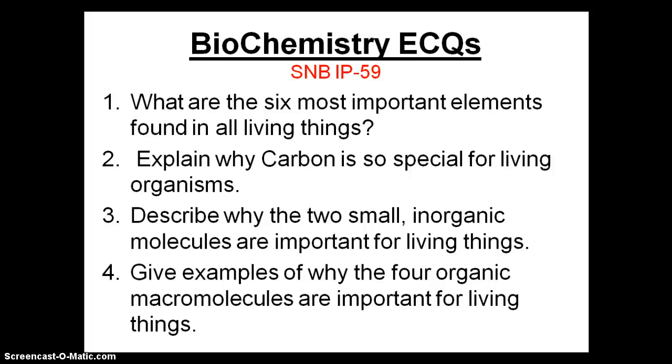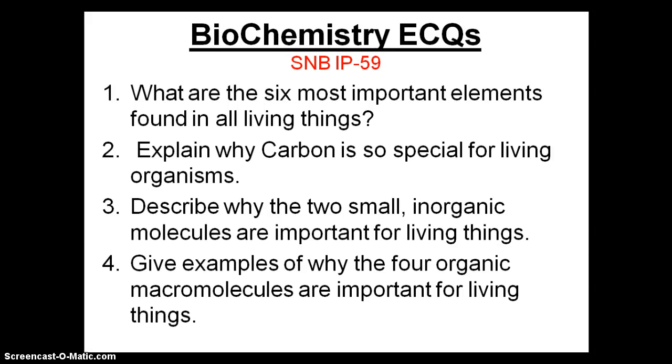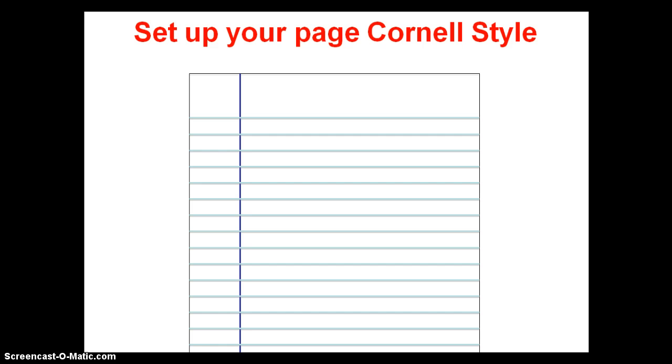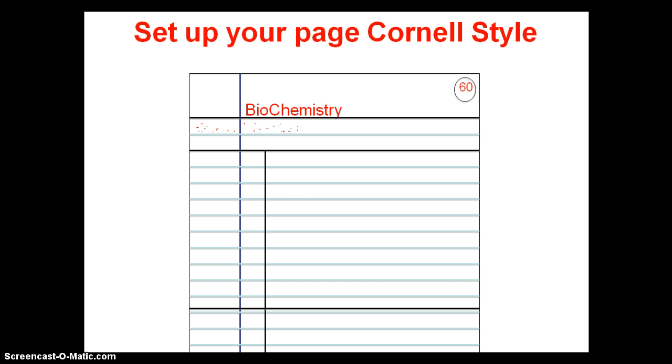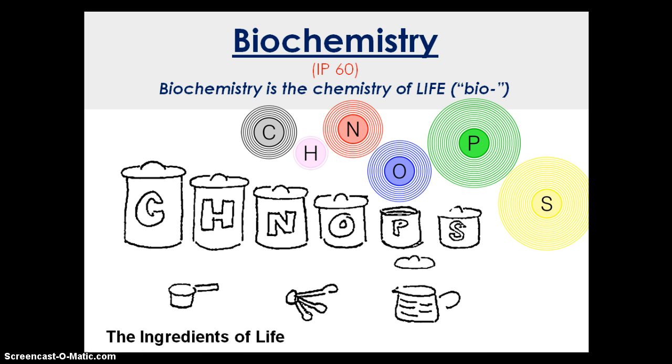These are our biochemistry ECQs. Write them down on IP 59 before going to the next page to start taking notes. On page IP 60, you want to title this Biochemistry. Set up your page Cornell style with places for the essential question, notes, vocabulary, and summary. Your title is Biochemistry on page IP 60.